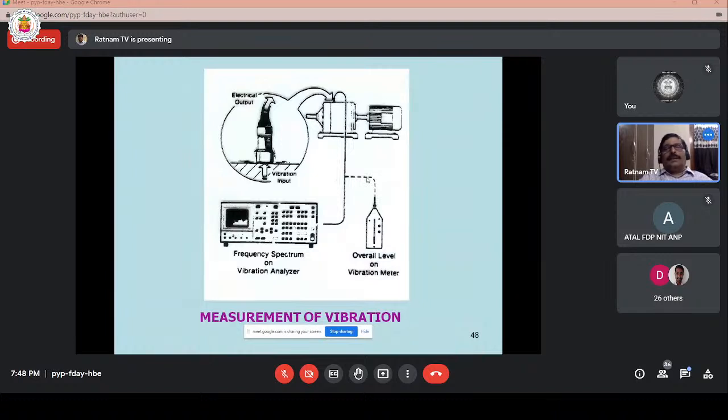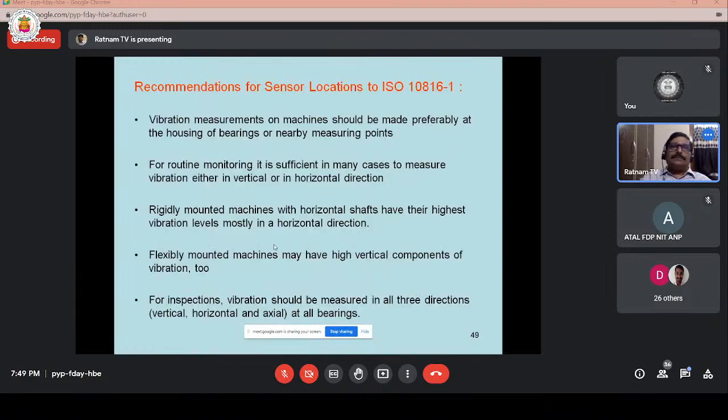The typical instrumentation setup: the machine is mounted with an accelerometer and is connected to a simple data collector or a spectrum analyzer. It's very old equipment. Now, recent portable equipment has become available in the market. Though for acquiring any vibration data, locating the sensor is very important.